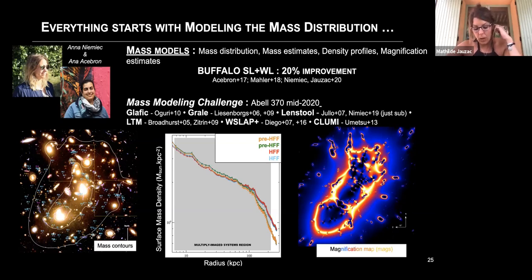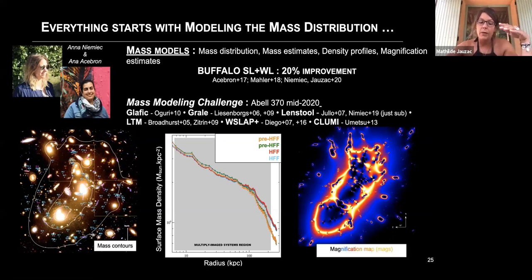Depending on what you want to look at, you can concentrate on the core of clusters and so strong lensing only. But if you want to look at structure evolution, formation, and so on, you're going to need to combine the strong and the weak lensing regimes. And for that, this is not as trivial as it seems, because one is non-linear, the strong lensing, and the other one is linear, the weak lensing.